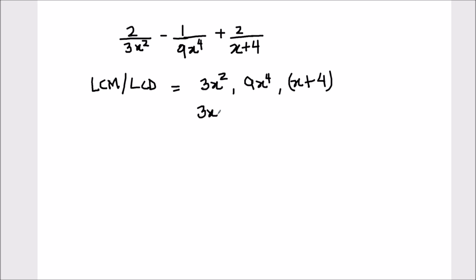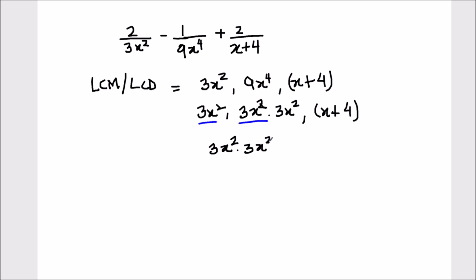So 3x square is 3x square. This 9x to the power 4 can be written as 3x square times 3x square. So now in these two terms, we can take 3x square common. So our lowest common multiple will be 3x square times 3x square times x plus 4. Because we have 3x square and 3x square two times here. So we'll take one out because this is common to both these terms.